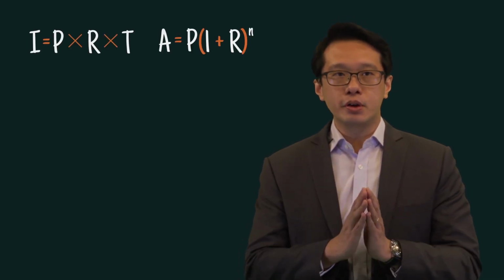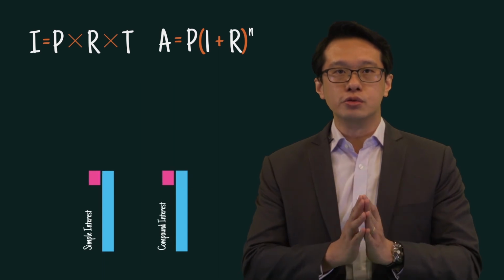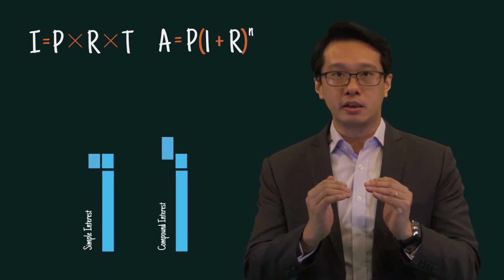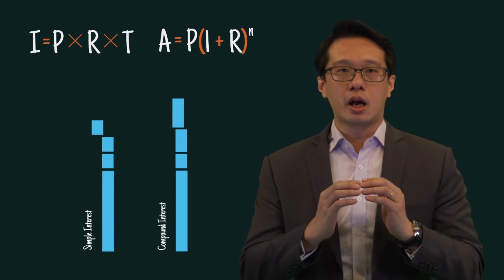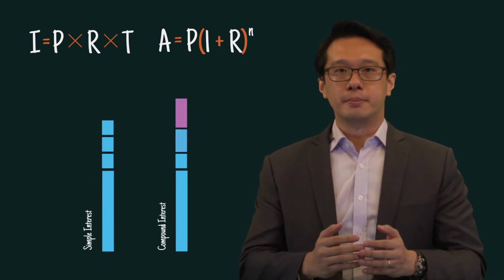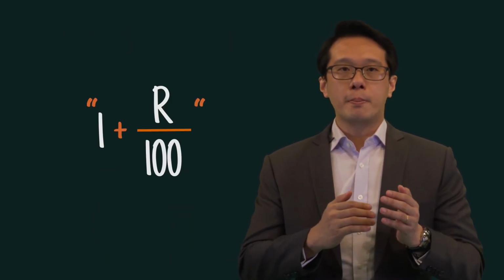The main difference between simple and compound interest is that simple interest calculates interest accrued on the original principal sum P, while compound interest takes into account the accumulated principal sum. That's defined by the 1 plus R term.